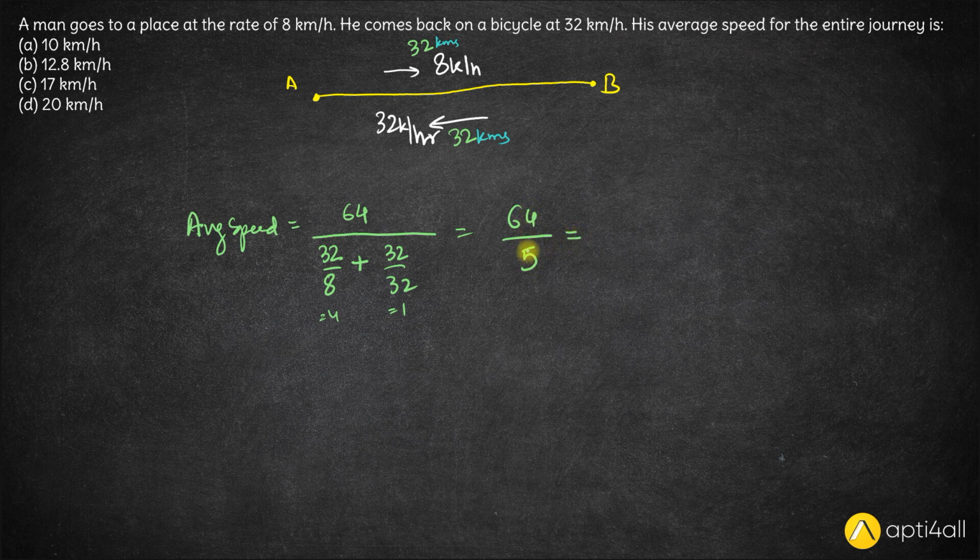So the average speed is 64 by 5. This comes out to be 12.8 kilometers per hour. So the average speed is option B, 12.8 kilometers per hour.